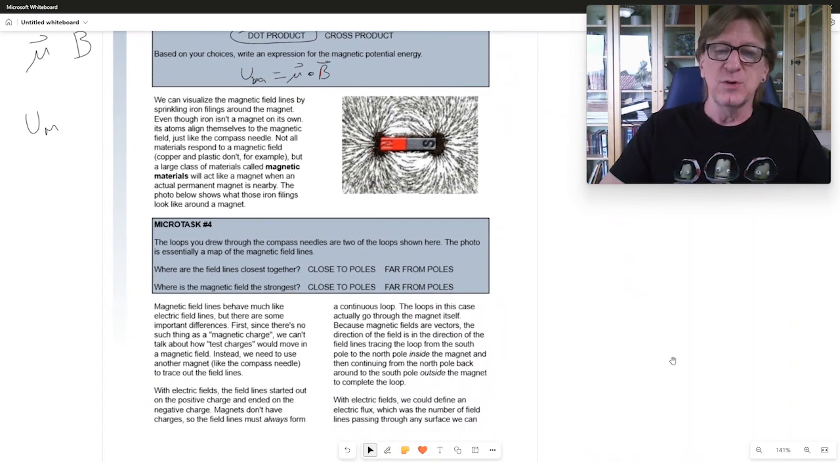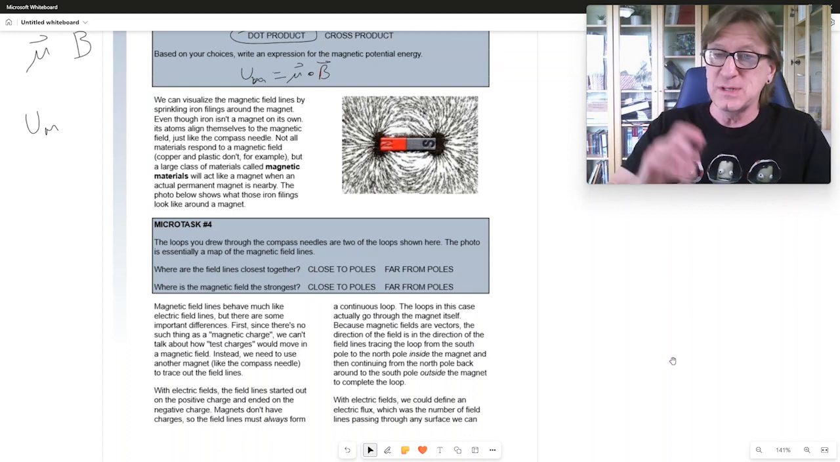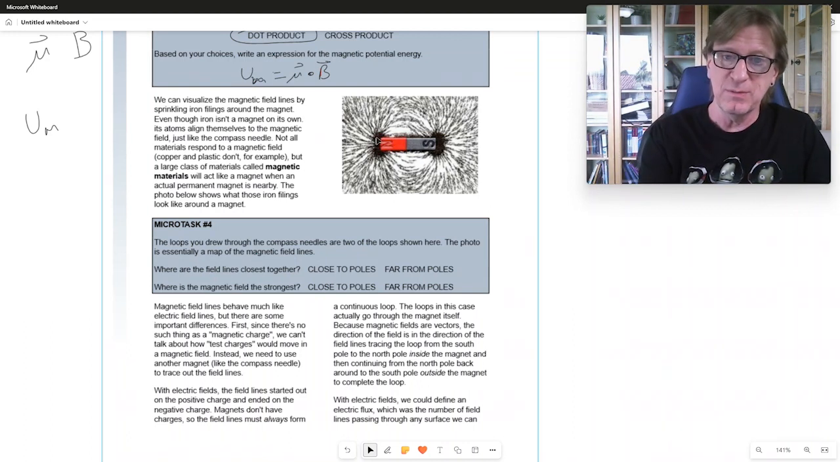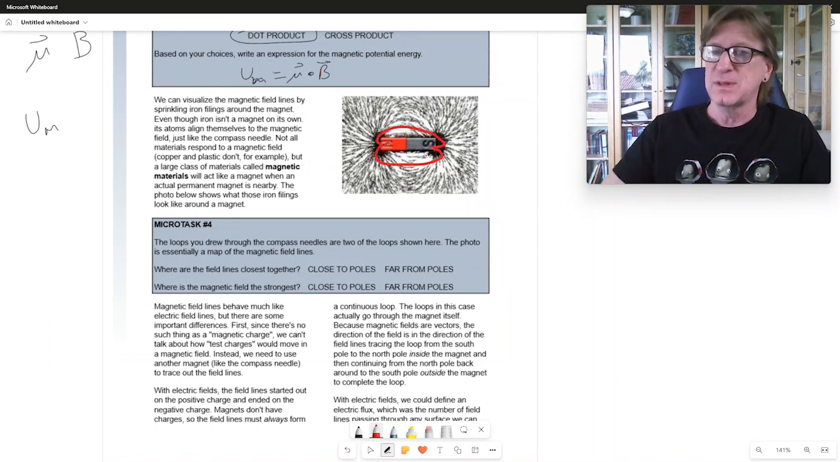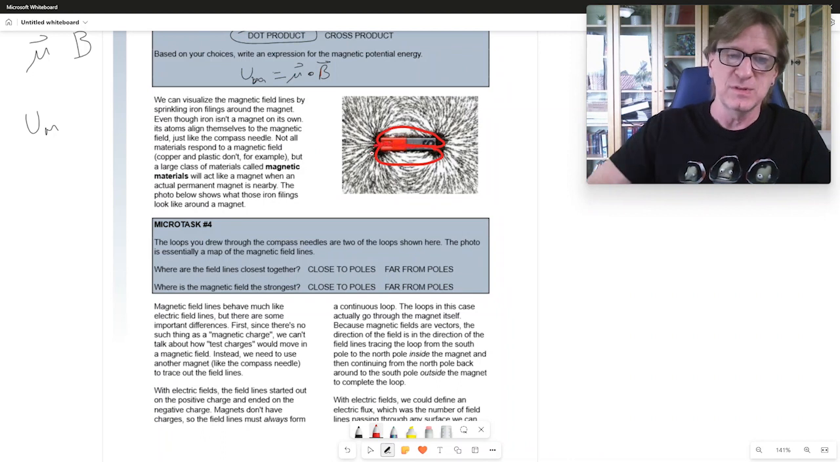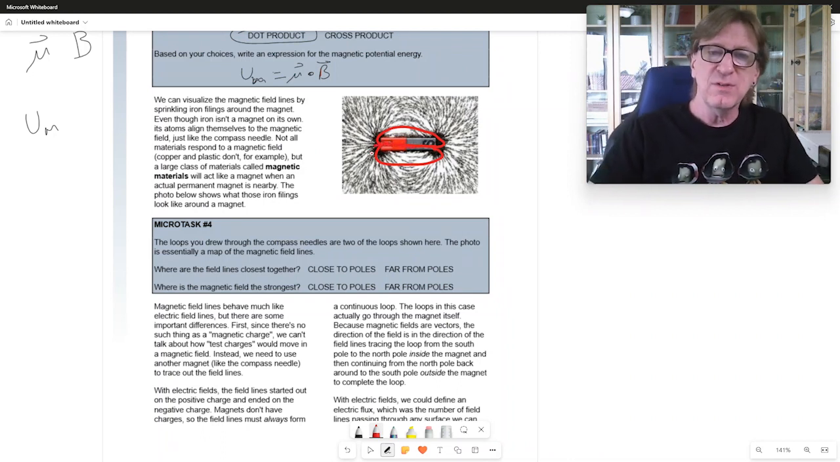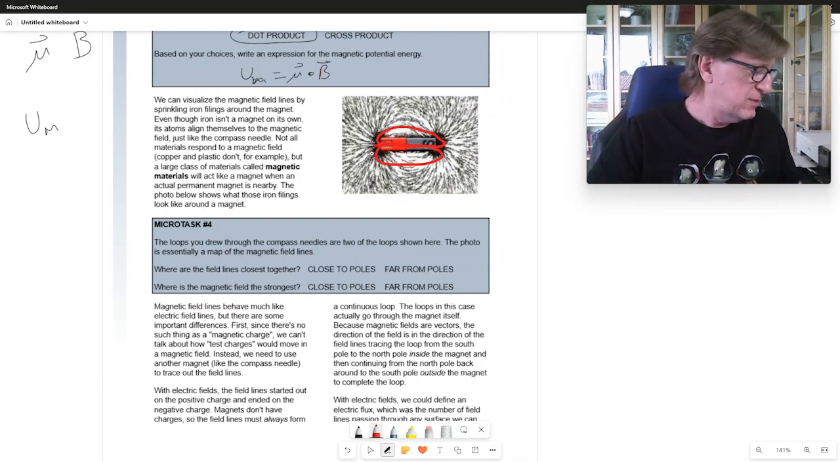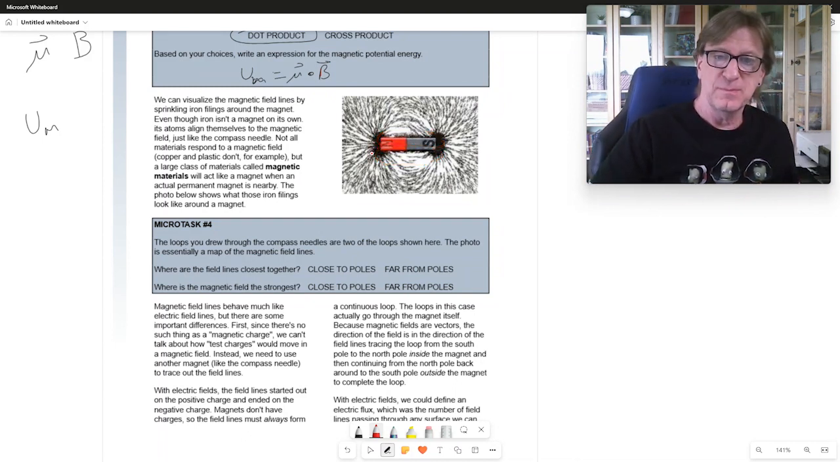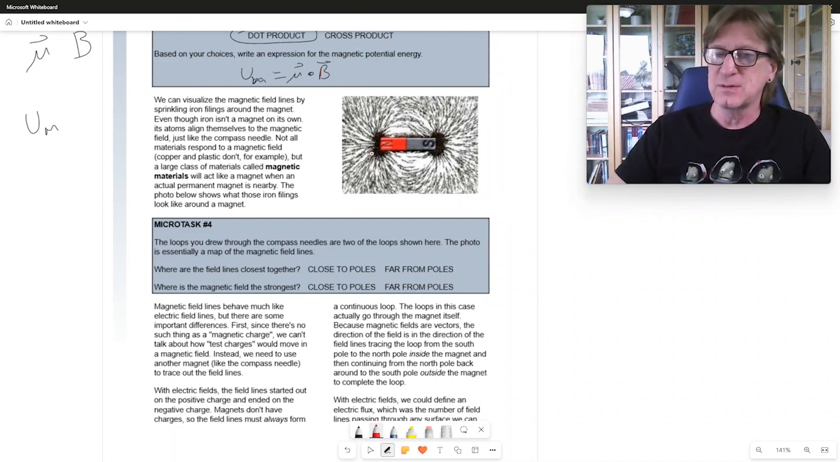So the loops that we drove through the compass needle were two of the loops. Maybe it was this one and maybe it was this one. And of course, remember, it goes all the way through the magnet on both sides. So looking at this picture, where are the field lines closest together? I'll go ahead and delete those that were there. Where are the field lines closest together? Close to the poles or far from the poles?